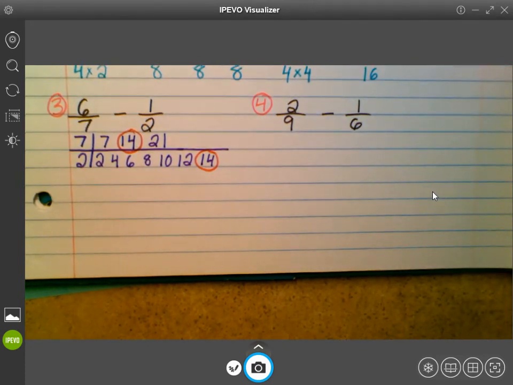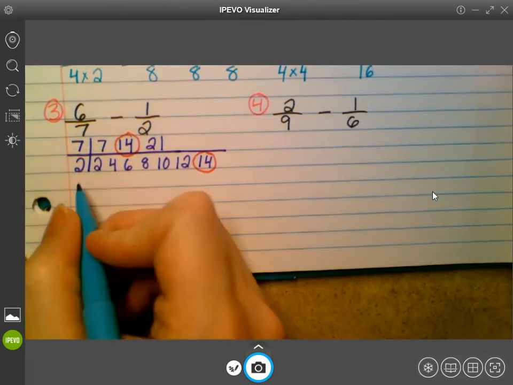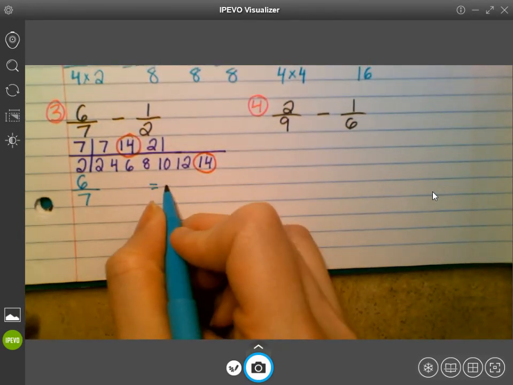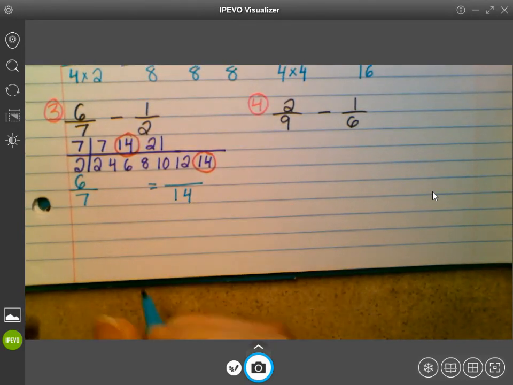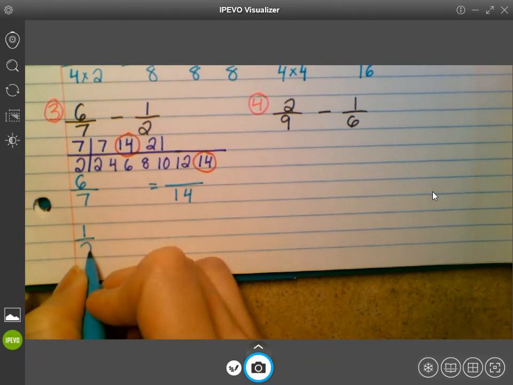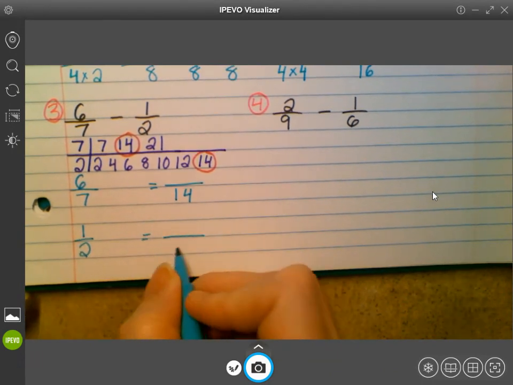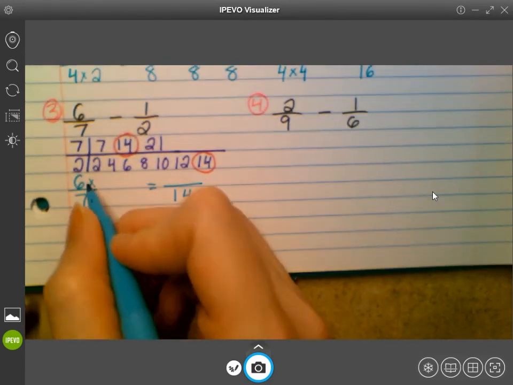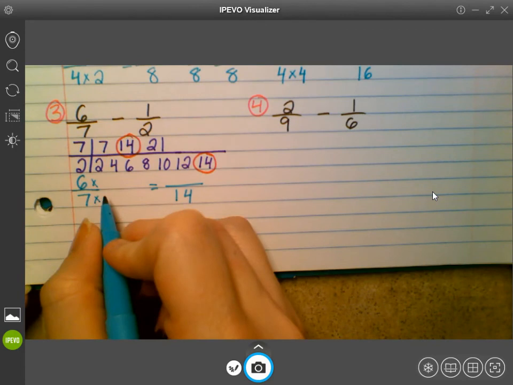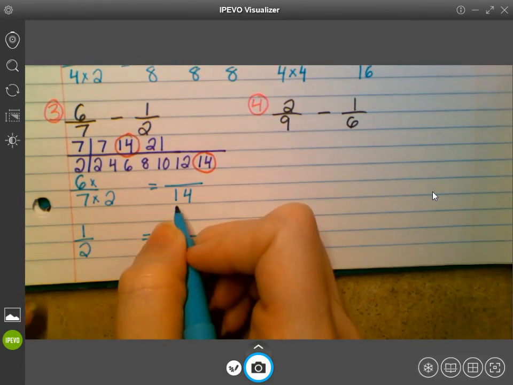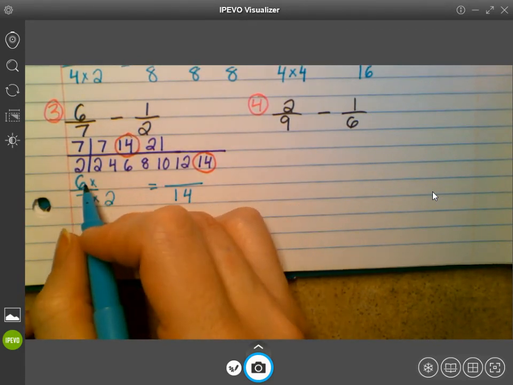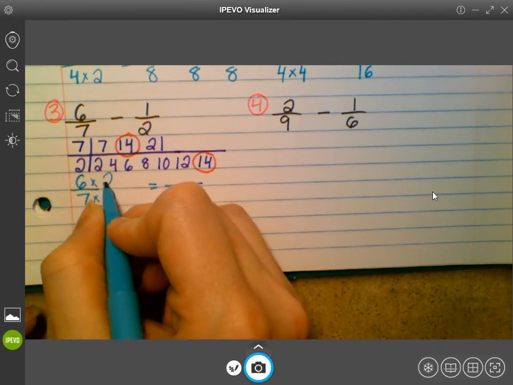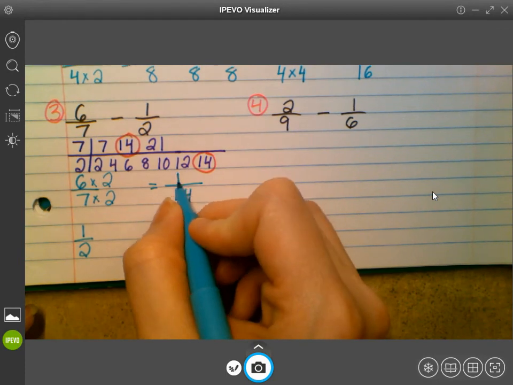So I'm going to set them both up to be converted. So first we have 6/7 equals something over 14. Then I have 1/2 equals something over 14. So I'm going to start with 6/7. 7 times 2 equals 14. So then I need to multiply my numerator by the same number I multiplied the denominator. So 2. 6 times 2 is 12. Awesome.